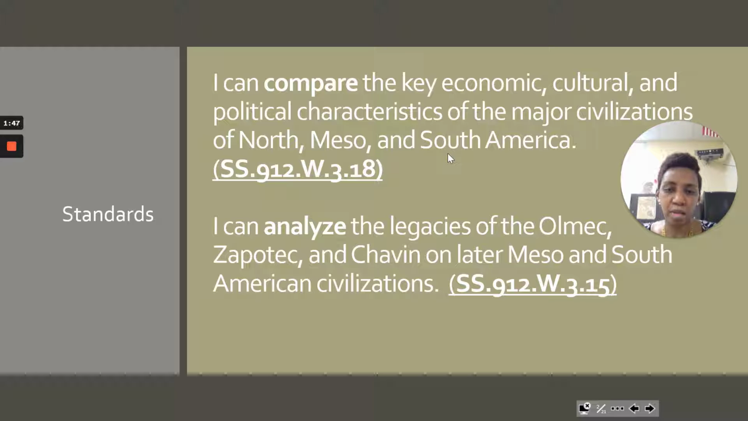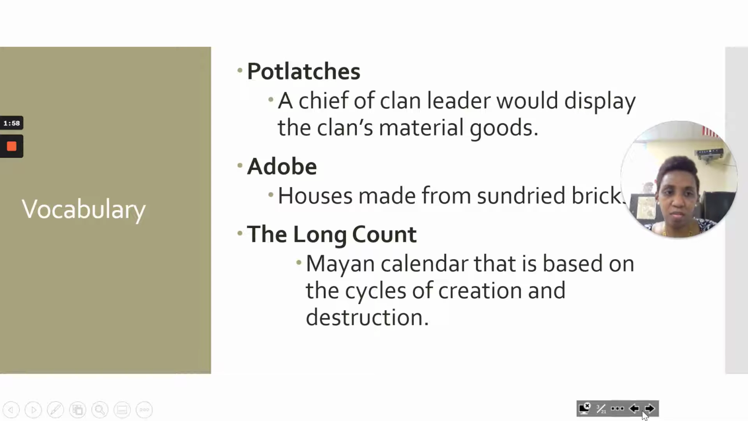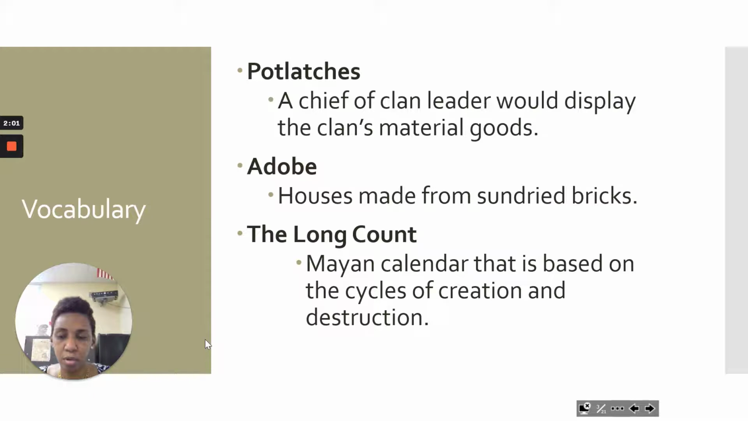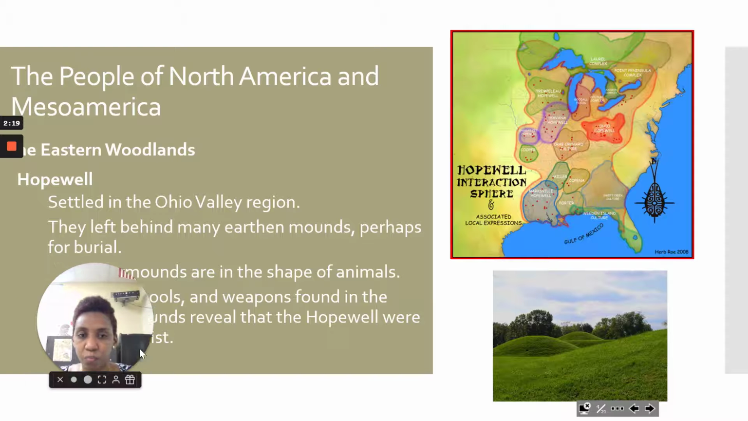Then we're going to look specifically at Meso and South American civilizations, particularly the Olmecs, the Zapotec, and the Chavín. We're going to touch on the Zapotec and Chavín, but more so go in depth with the Olmec. All right, so these are your vocabulary words: potlatches, adobe, and the long count. We're going to talk more about these throughout the lesson, so make sure that you have those listed on your guided notes, okay?